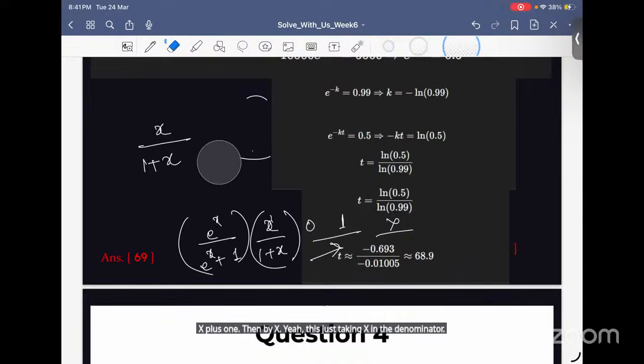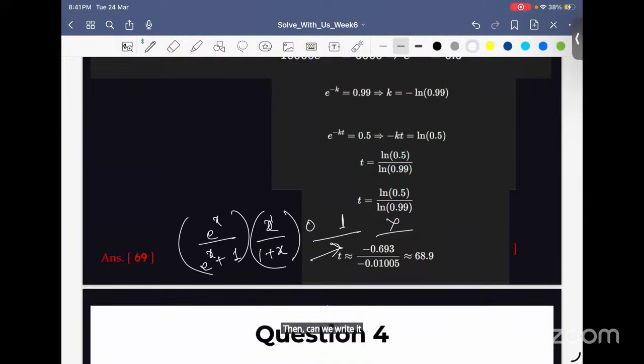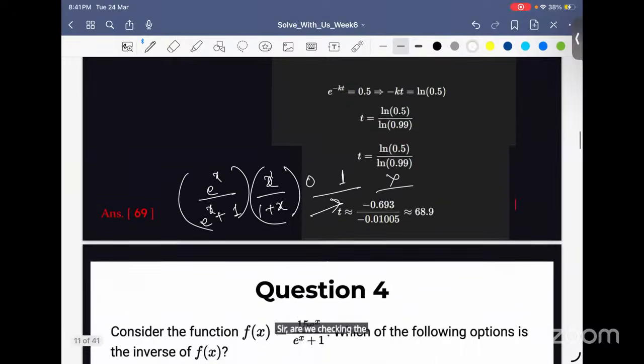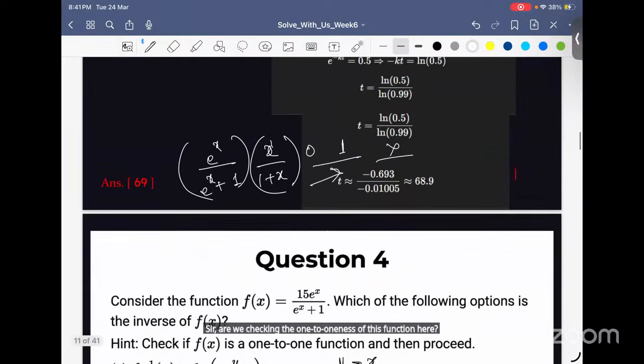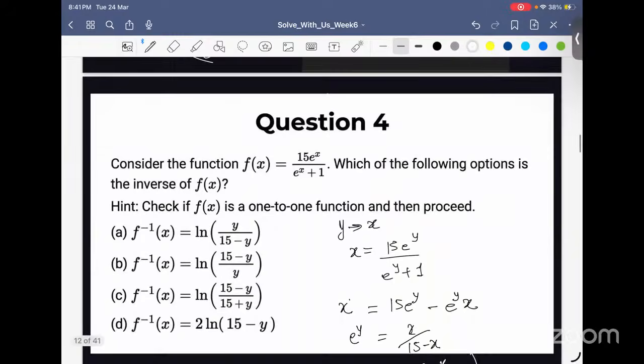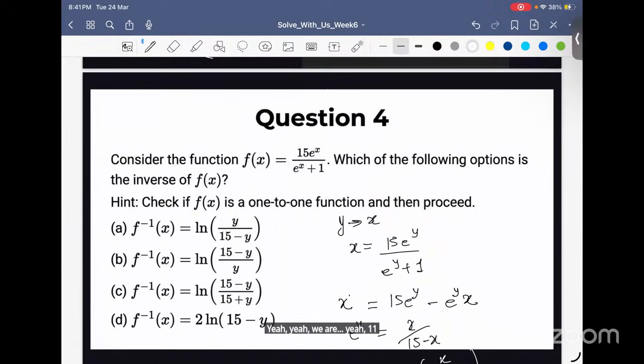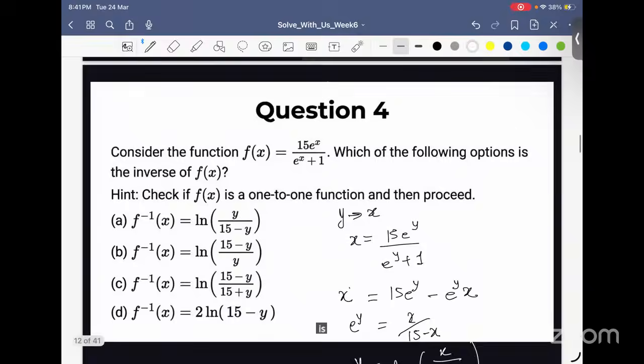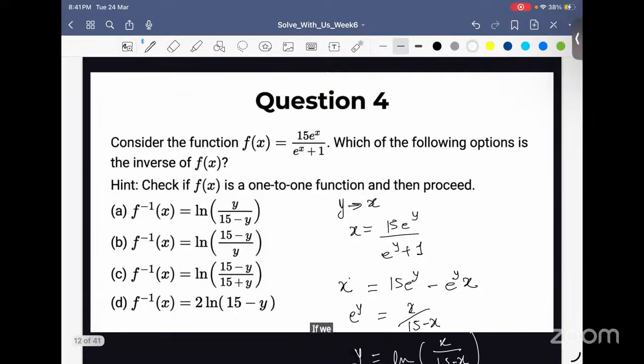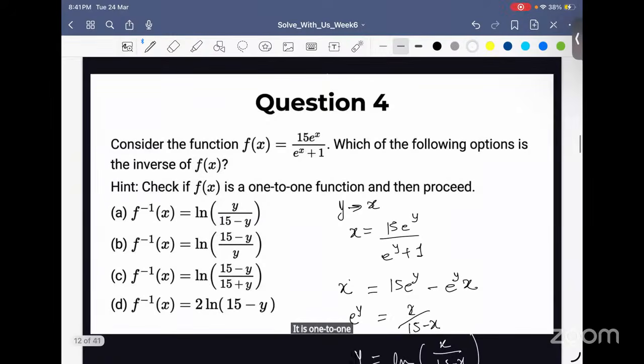Then, sir, are we checking the one-to-oneness of this function here? Yes, we are trying to check. Then, sir, we can just put f of x1 is equal to f of x2. If we are getting x1 equal to x2, then it is 1-to-1. In that way, and we are getting that actually, x1 is equal to x2.